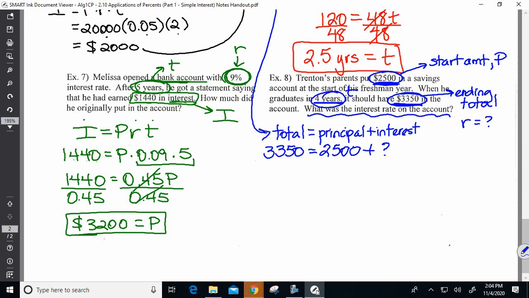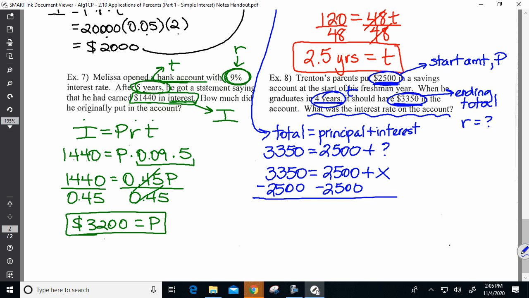Is that the opposite of addition, division? You gotta subtract the total from the principal. So you would do like 3350 minus 2500. Yes, you would. So this is the same thing as solving the equation, 3350 equals 2500 plus x. I don't know what x is equal to. So I'm going to subtract 2500 to figure it out. That's $850.